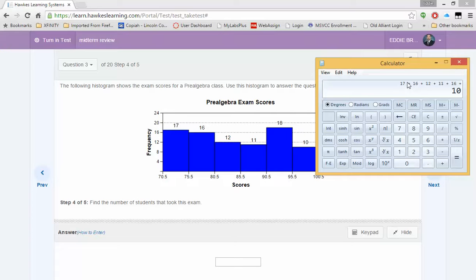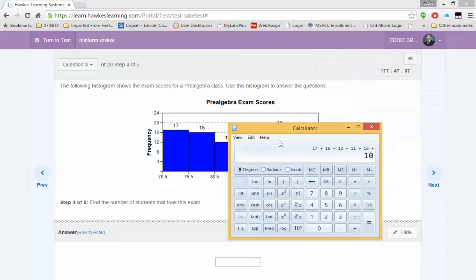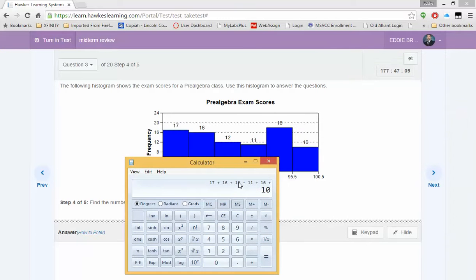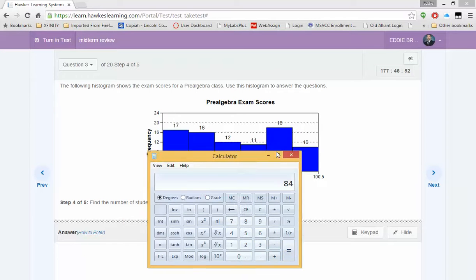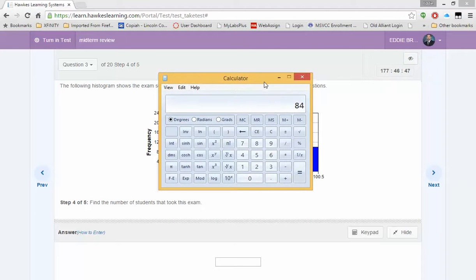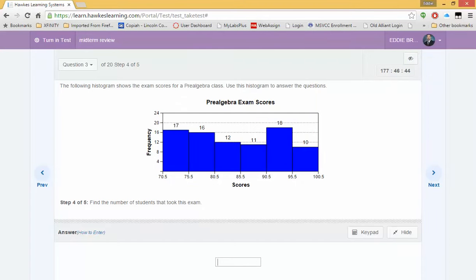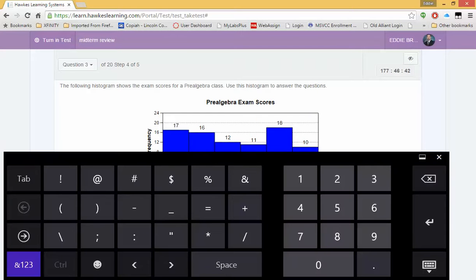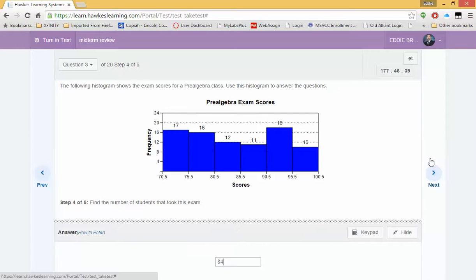So we have 17 plus 16 plus 12 plus 11. See, I made a mistake right there. It's supposed to be plus 18 plus 10. So I'm going to add 2 more to that. And that's it, 84. So I did type in the wrong number, but I adjusted for it at the end. So the answer, I believe, is 84. I'm not really going by any key or anything, so we'll see how I did at the end.